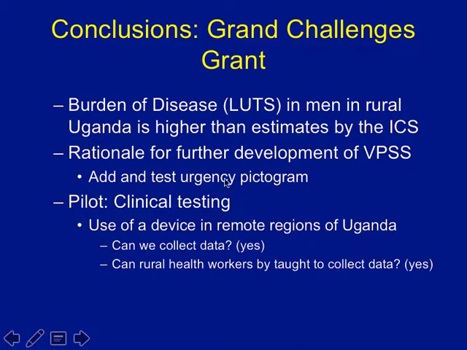So in conclusion, we believe that the burden of disease in rural Uganda is higher than the estimates from the ICS. We have some rationale and ideas for now developing the VPSS. So what we're going to do is enlarge some portions of it to make them be seen more easily. We're going to add the image of the person walking faster and running to be able to test the construct of urgency.